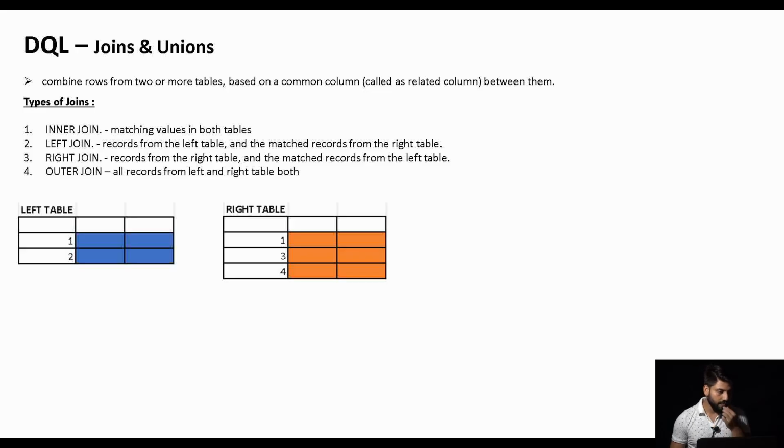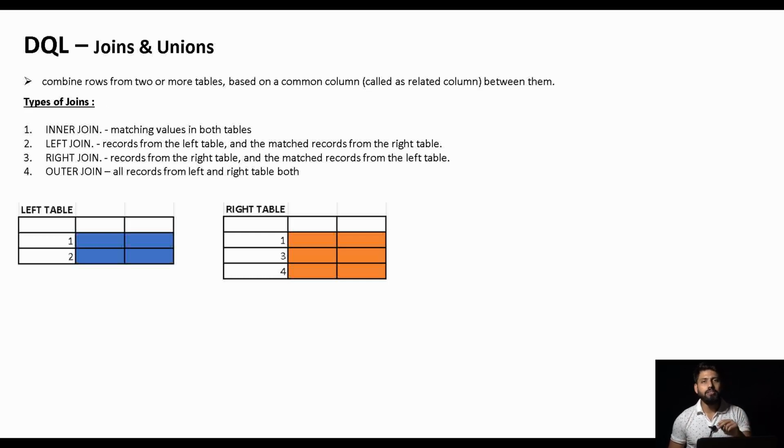So first one we are having is joins. We have different joins like inner join, left join, right join and outer join. The very first question that comes to anybody's mind is what even a join is. It is combining rows from two or more tables.